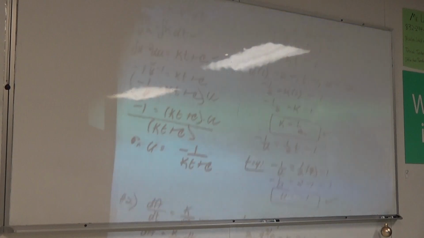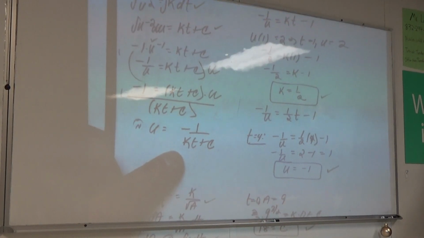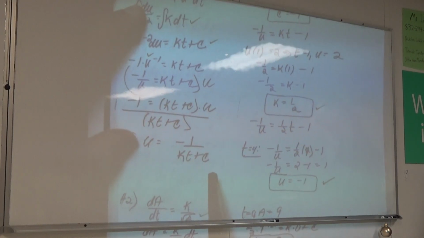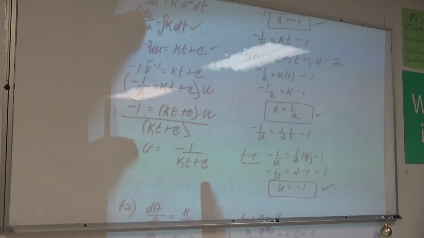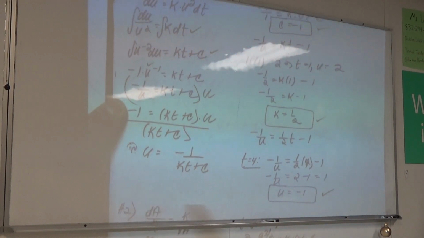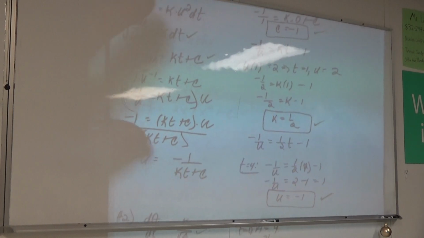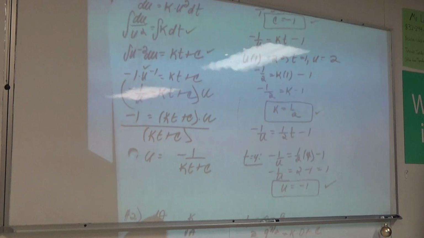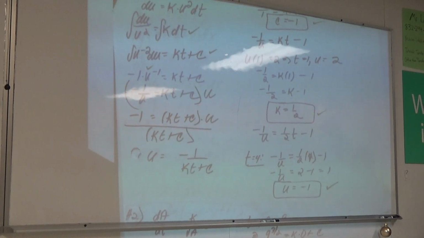I'm curious, how many of you honestly made it to u equals negative 1 over kt plus c? Okay, we're moving in a good direction. From here, all you're doing is playing around with those initial conditions to figure out the values. It stops being calculus once you integrate both sides, and now it's just an algebra problem. If all goes well, the final answer is that u is equal to negative 1, and hopefully we're good from there.